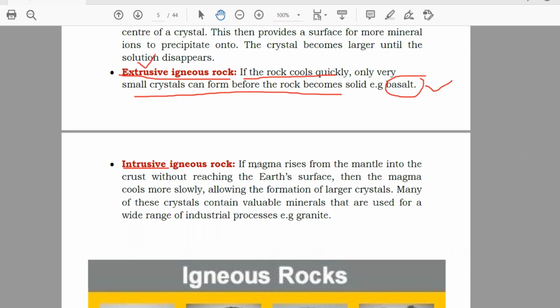And intrusive: if the magma rises from the mantle into the crust without reaching the surface of the earth, then the magma cools more slowly. Because when magma comes out of the earth, it cools down quickly, and that is extrusive. And here it is slowly. So what is the example? Granite.